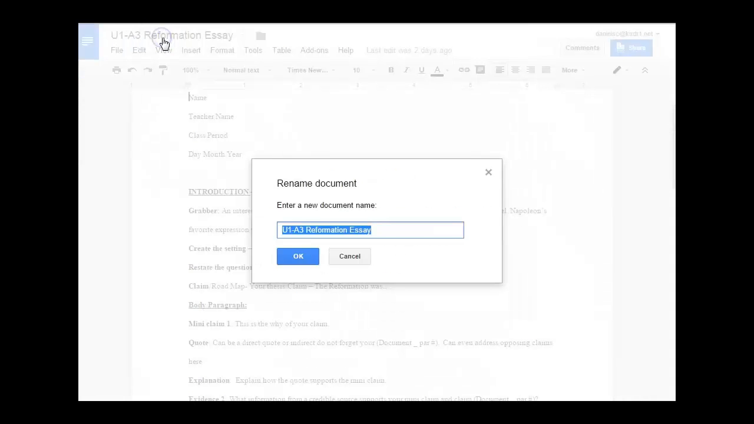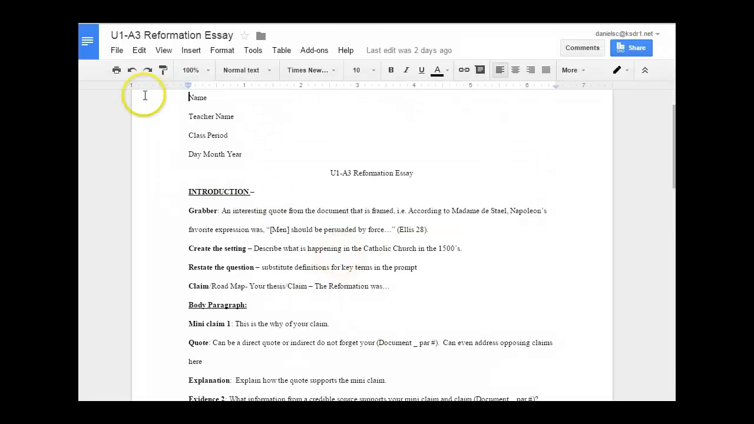And if you click up here on the file name, you can change the file name. You should put your last name, your hour, and then U1-A3 Reformation Essay. I'm going to cancel that because this is coded as U1A3 Reformation Essay here. I don't want to confuse my name with any of your names.